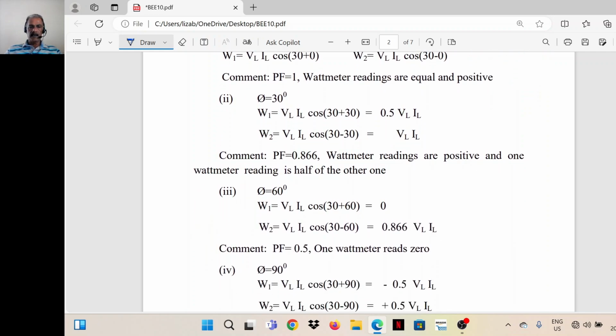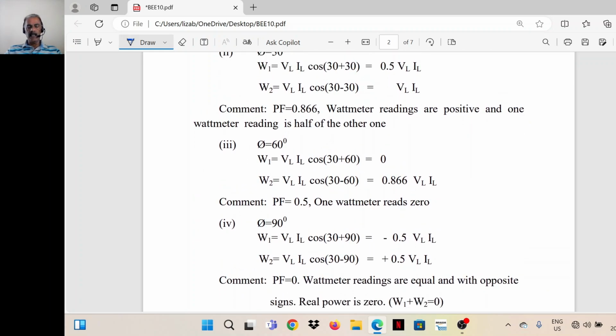Then next is when the power factor angle is 60 degrees. When it is 60, the first wattmeter reading is VL IL cos(30 + 60) or VL IL cos 90, which is 0. The second one is VL IL cos(30 - 60), VL IL cos(-30), that is 0.866 VL IL. That means the observation is, now the power factor is cos 60, that is 0.5. One wattmeter will read 0. That is the observation.